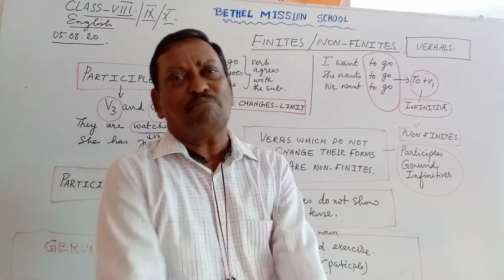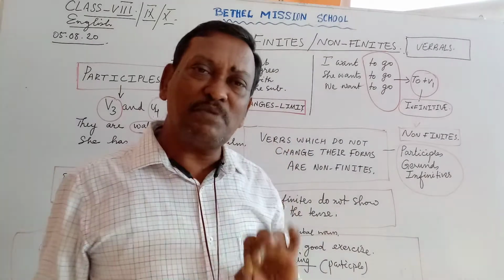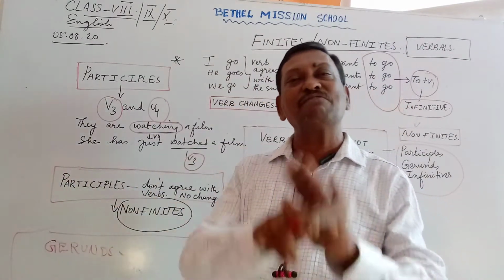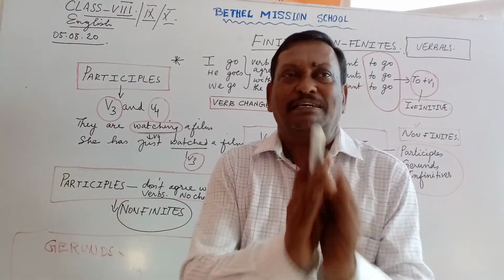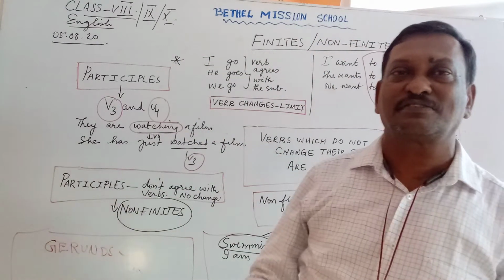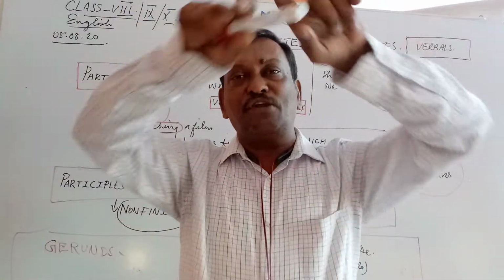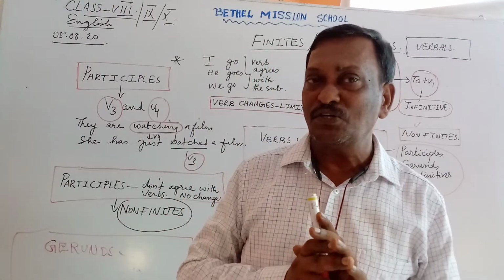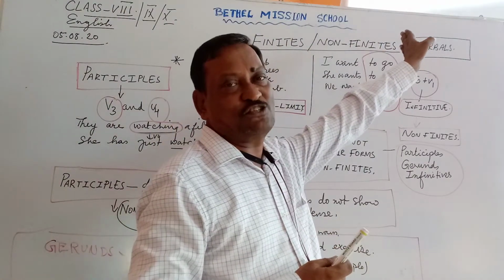First, you must understand the meaning of the word finite and then non-finite. The word finite means limited, confined, having a boundary. That is the meaning of finite. That means it is decided. The word non-finite means they don't have any boundary, or they don't confine themselves to a particular boundary or a particular area. So they are non-finite, having no boundaries, having no limitations.